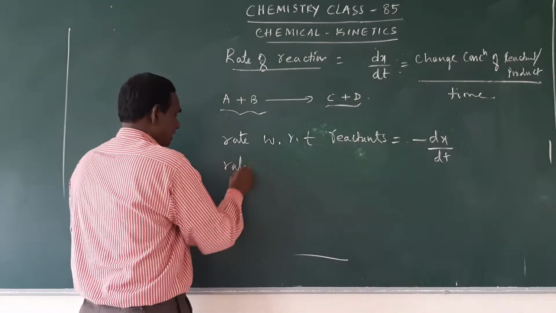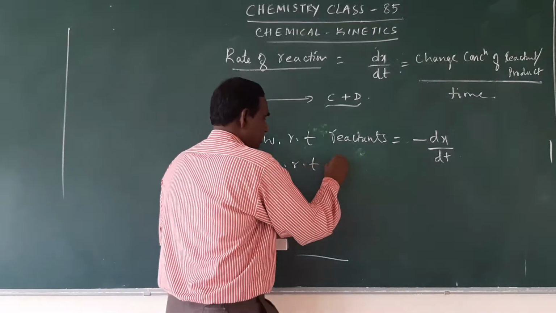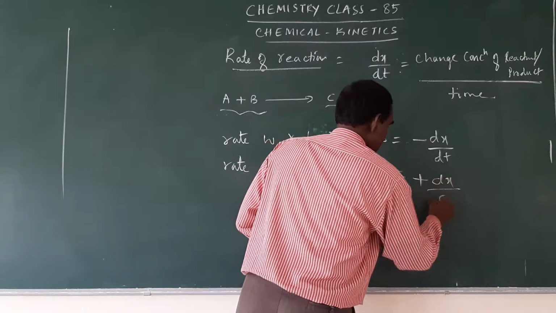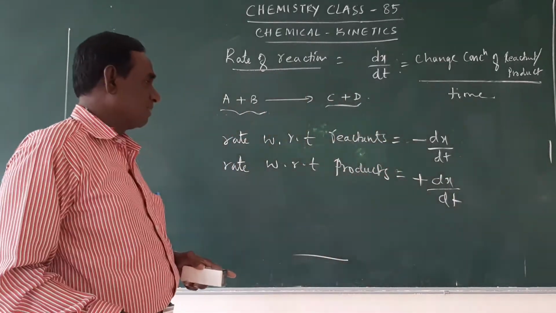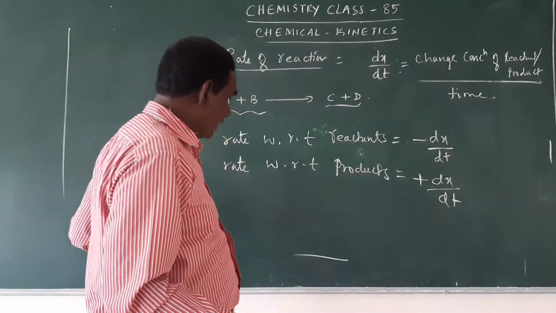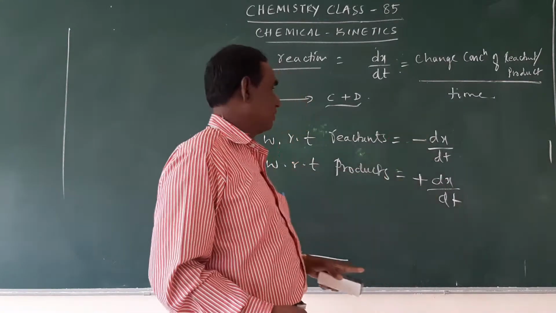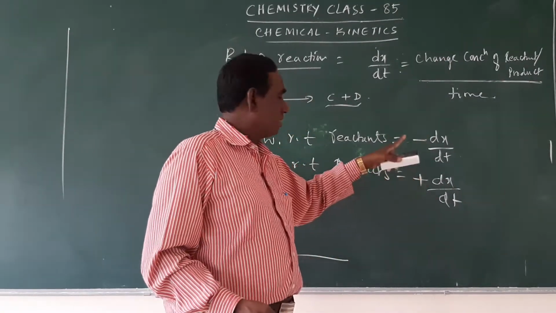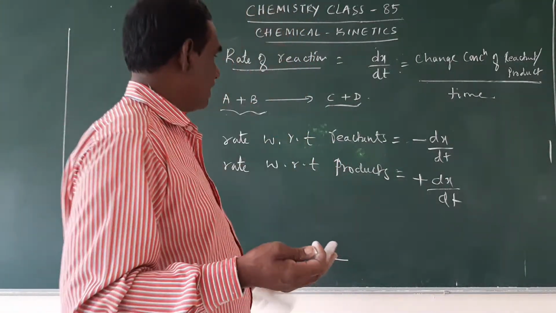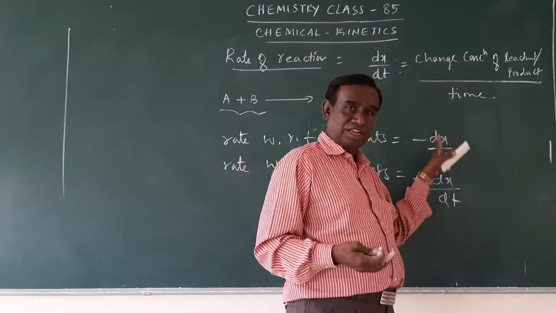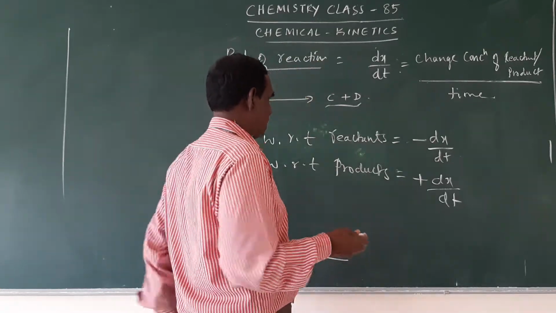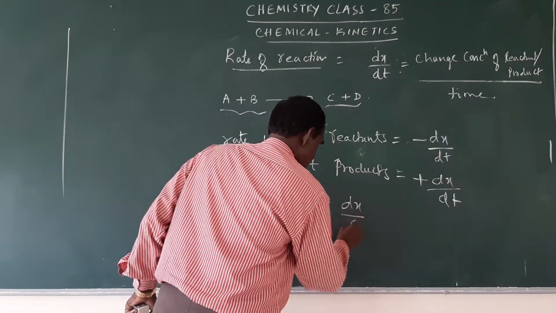Then what is the rate with respect to products? That is plus dx by dt. Why do we write plus dx by dt? The plus sign indicates the concentration of the products will increase with time. The minus sign indicates there is a decrease in concentration of the reactant with respect to time. That means the rate of a chemical reaction can be represented as plus or minus dx by dt.